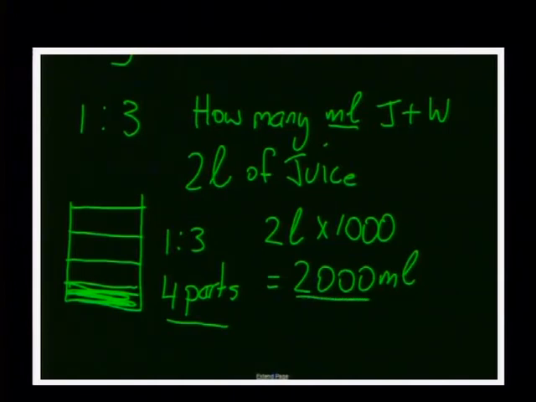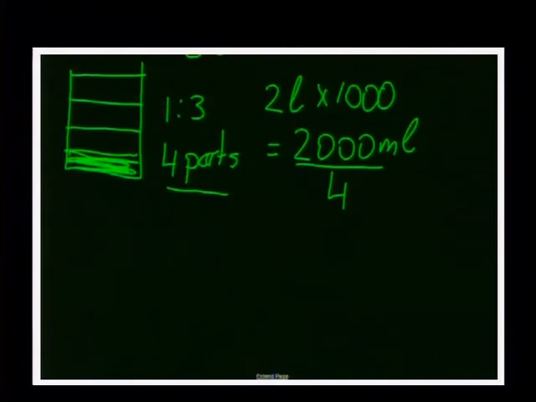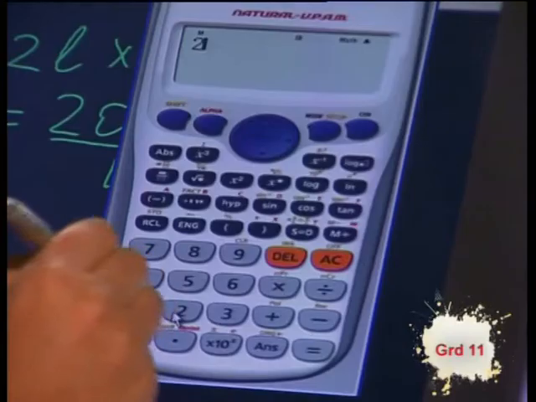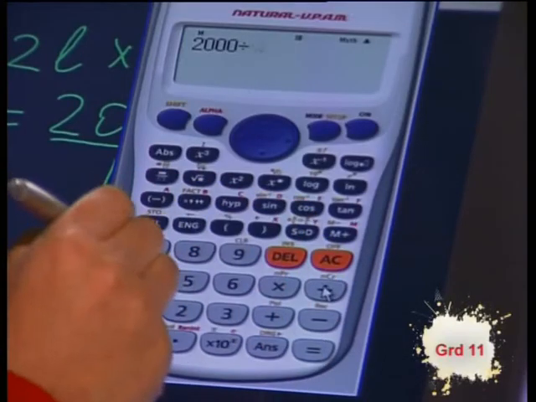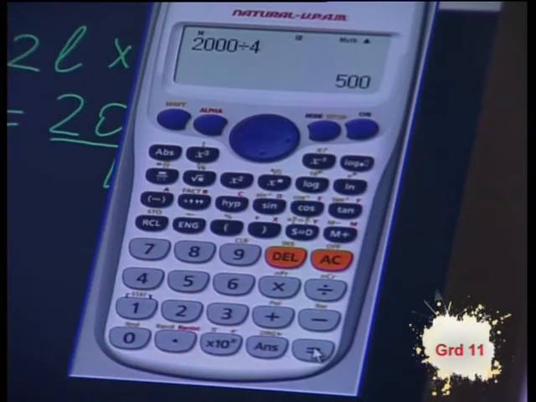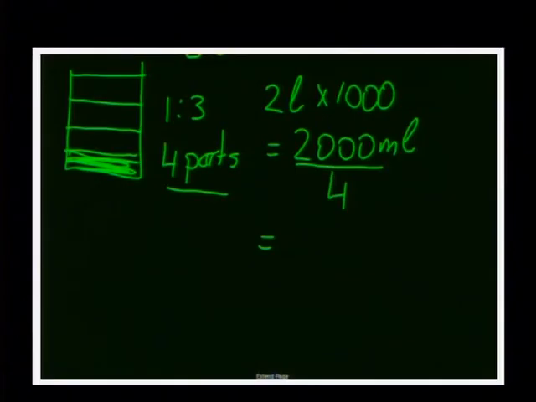So I'm going to divide by 4. I don't think we need a calculator, but let's do it on the calculator anyway. 2,000 divided by 4, we end up with 500 per part. So we actually have 500 moles per part. Has that answered my question? It hasn't. It's just given me how many moles are per part.